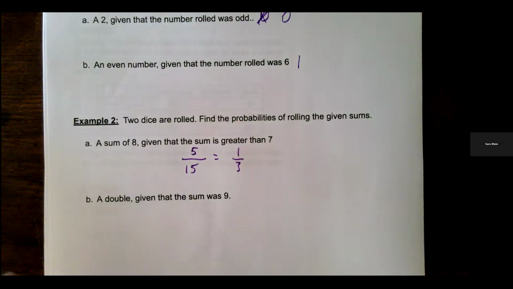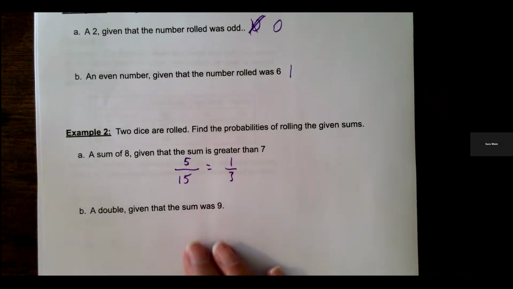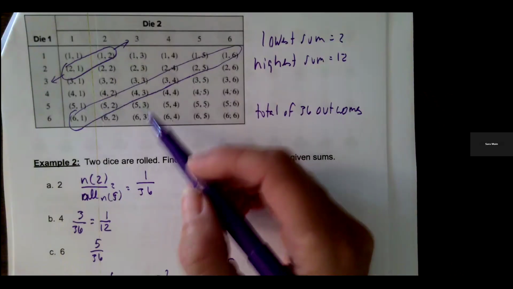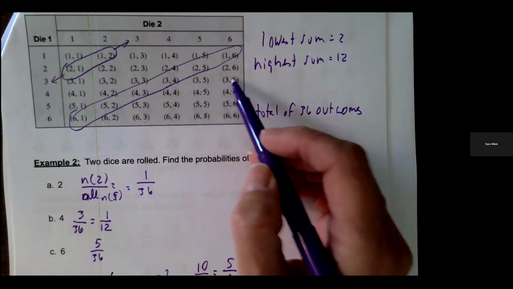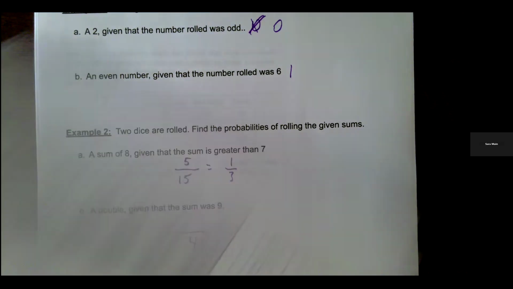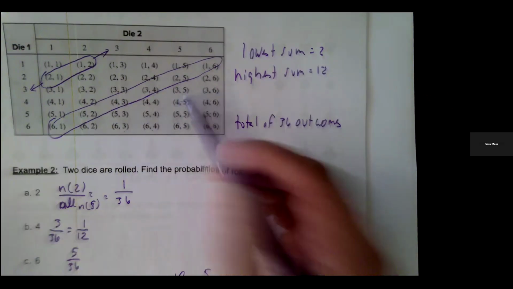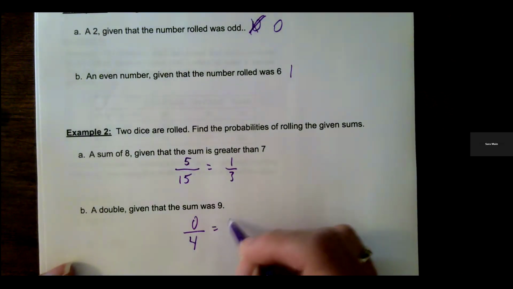When you have the outcomes to count, you don't always need the formula up above, but we're going to use it later. What is the probability of a double given that the sum was 9? Given that the sum was 9, there are 4 ways we can get a 9. But of those 4 ways, none of them are a double because it's an odd outcome. So that would be 0.